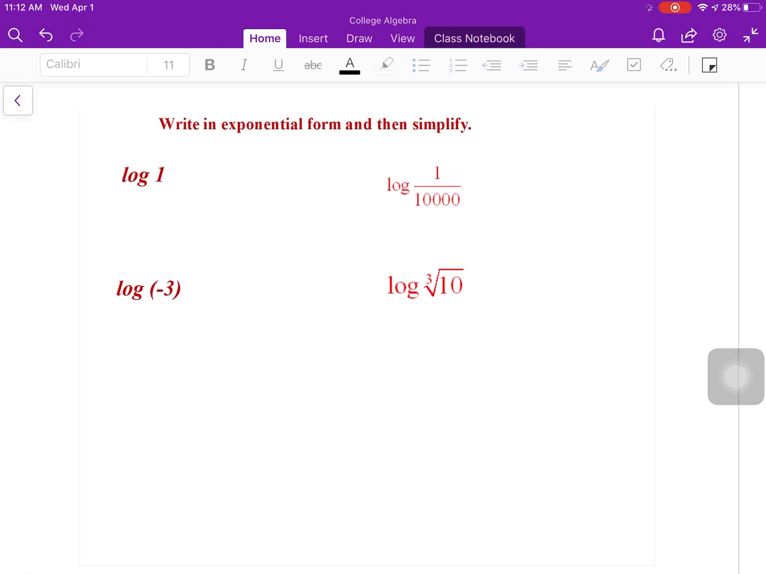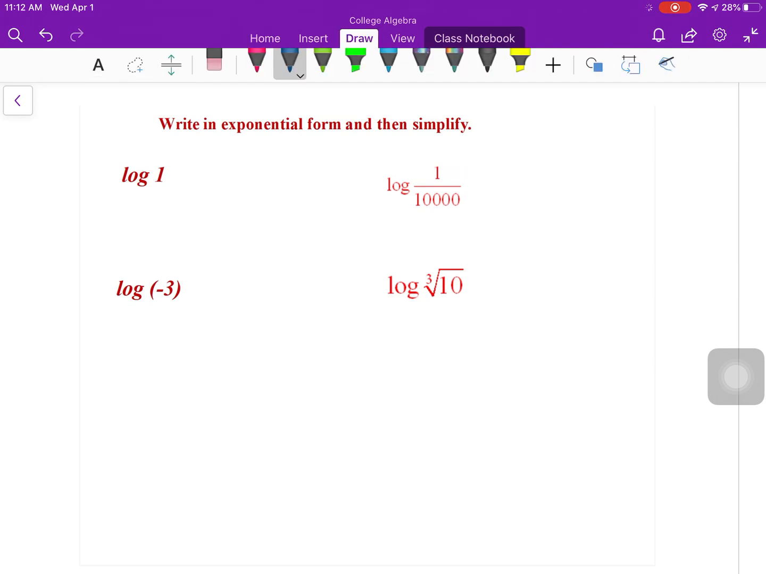All right, let's try a few common logs. Log 1 equals x. So 10 to the x equals 1. Well, to get a value of 1, my exponent must be 0. Because anything to the 0 is 1.